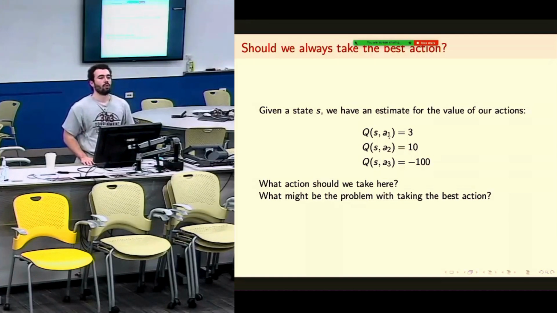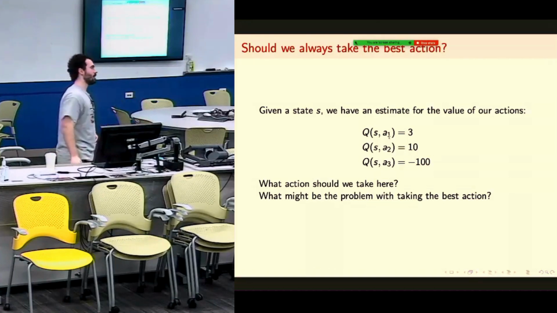So remember, we're not sure if our Q functions are optimal when we're doing Q learning, because it's an iterative approach, right? So when you're trying to decide what action to take through the iterative approach, do you always want to take the best action? So before I know I saw your hand, I'll ask you this.